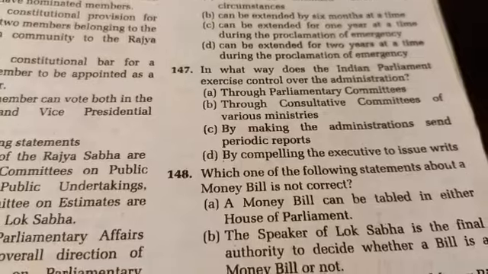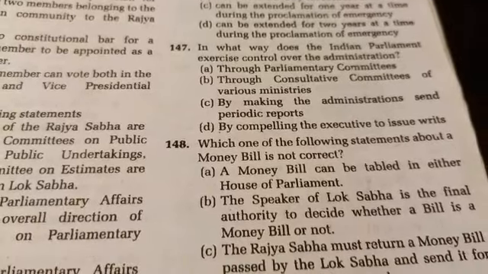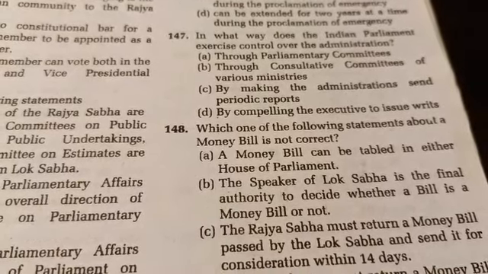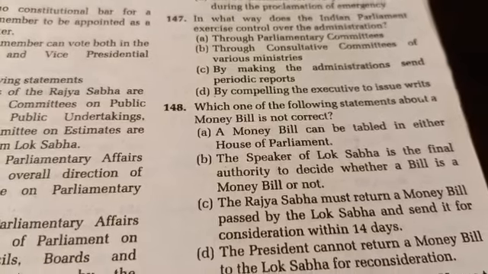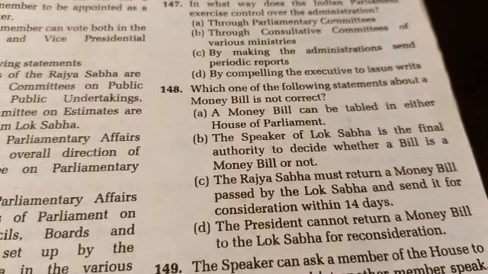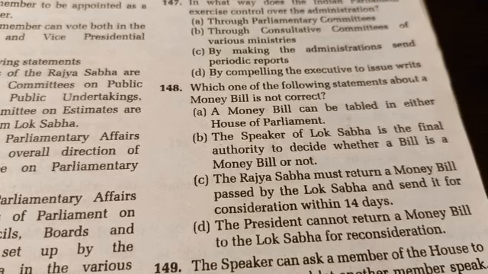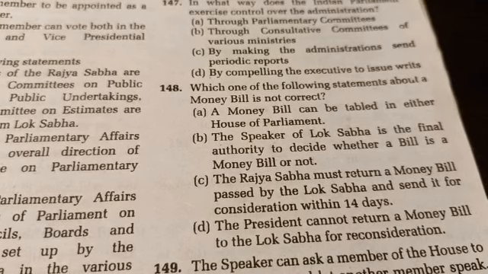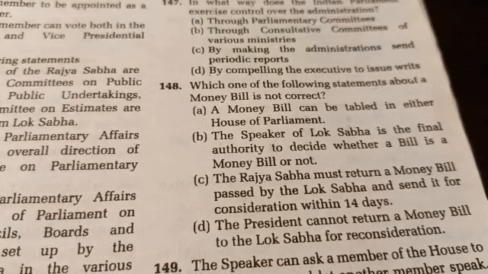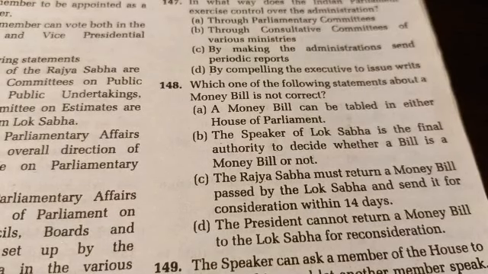Question number 148. Which one of the following statements about money bill is not correct? And the correct answer is: a money bill can be tabled in either house of parliament. This one is incorrect. It can be tabled only in Lok Sabha.